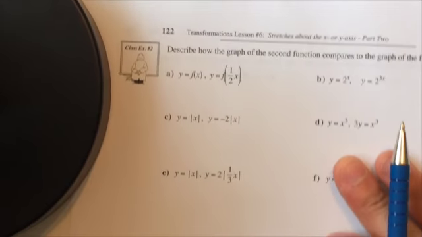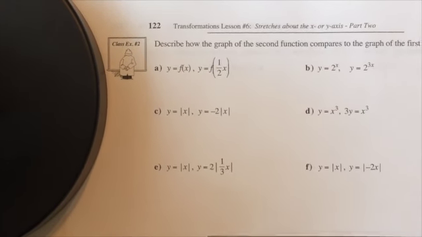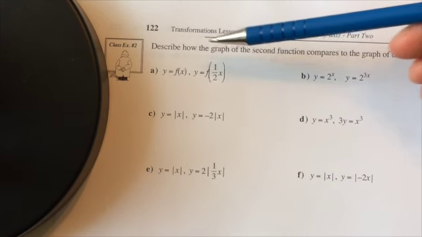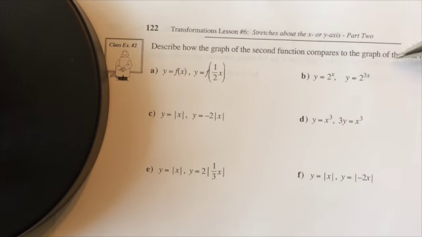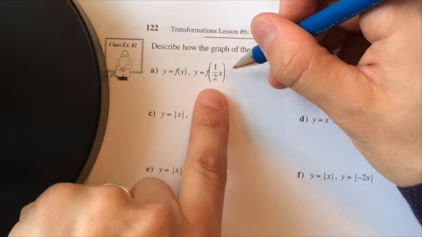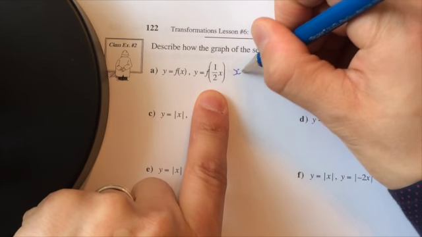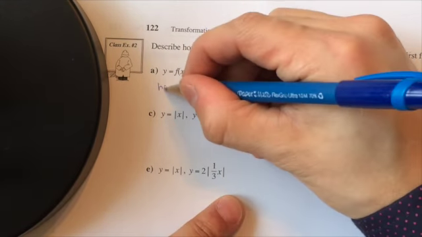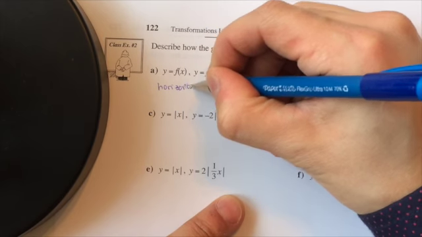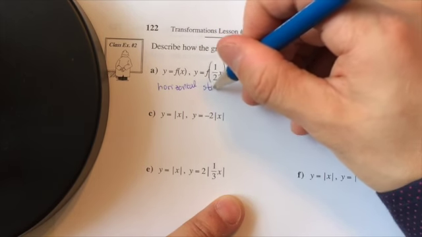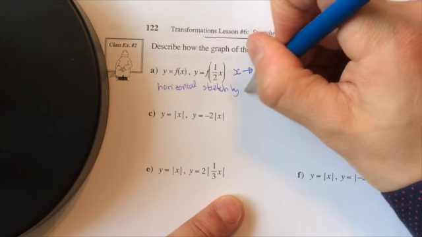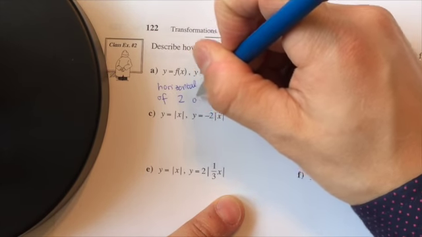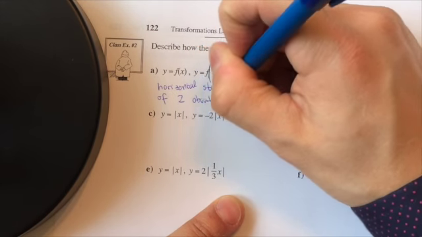All right, we'll do a couple of these. I'm not going to do all of these. I'll just do a few. So what we need to do is describe how the graph of the second function compares to the graph of the first function. So if I'm looking at my x values, they were mapped to 1/2 x. So this would be a horizontal stretch. We know that because it's evaluating x. A horizontal stretch by a factor of 2. And that's about the y-axis.